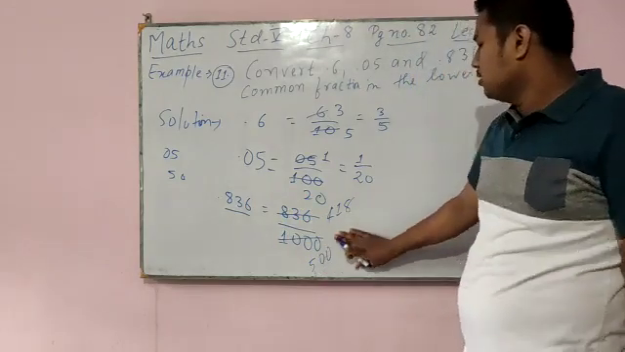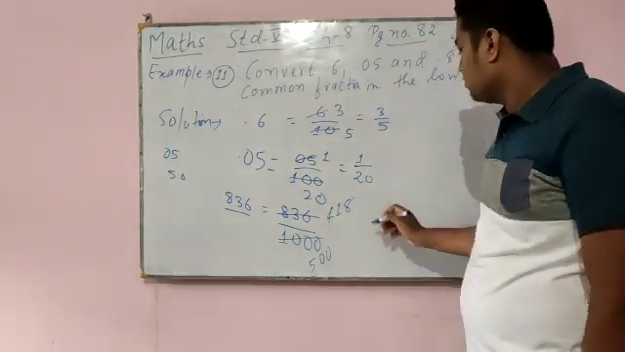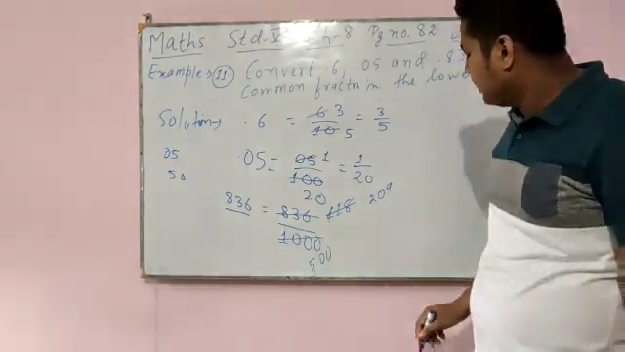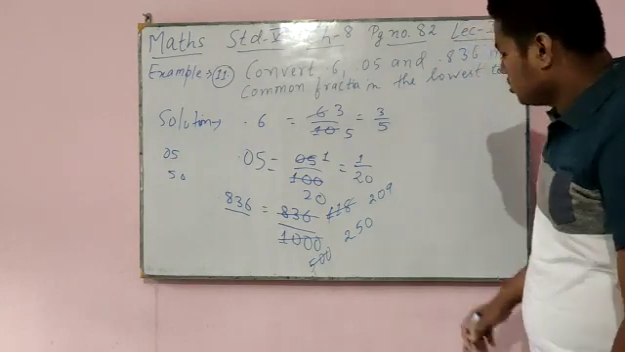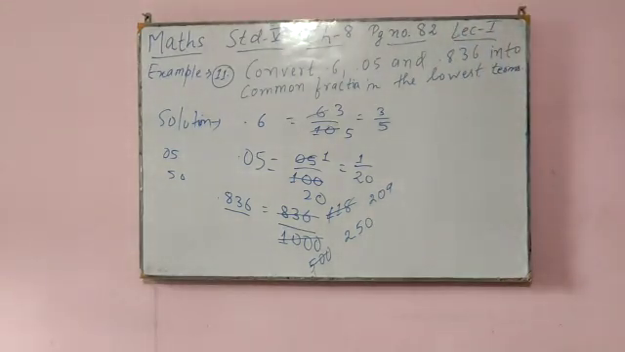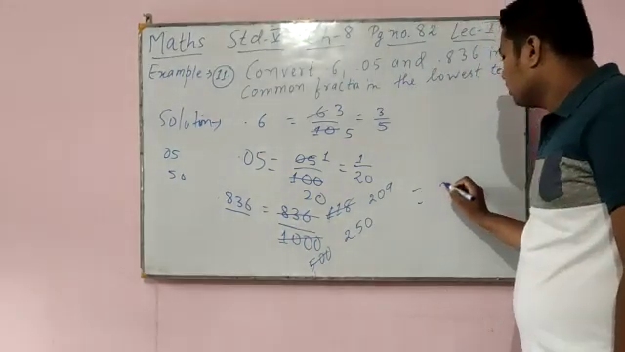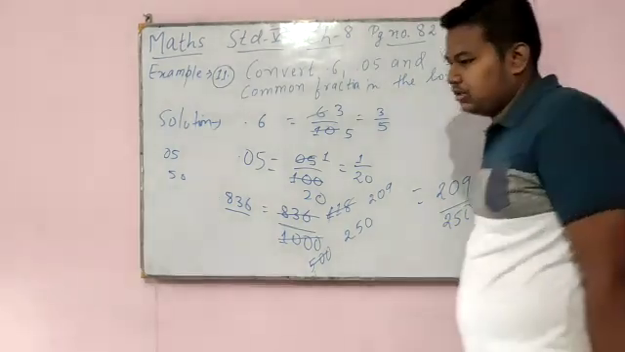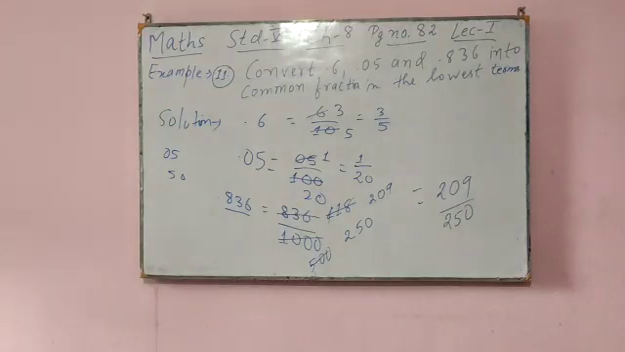Again 8 will be divided by 2 and this 500 is also divided by 2, so again we will divide. 2 times 2 is 4, 2 times 9 is 18, 2 times 2 is 4, 2 times 5 is 10, 0. Now check it. I think it will not divide now. So your final answer will be what? 209 by 250.